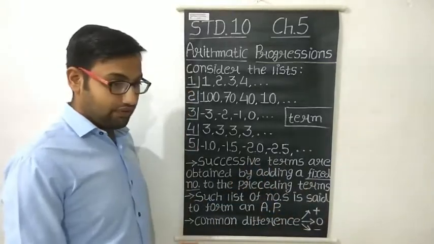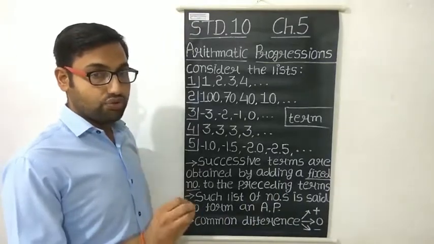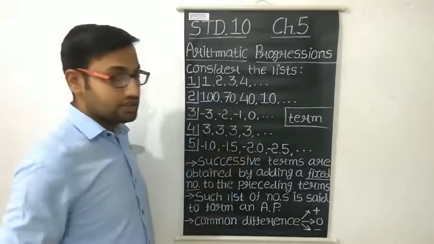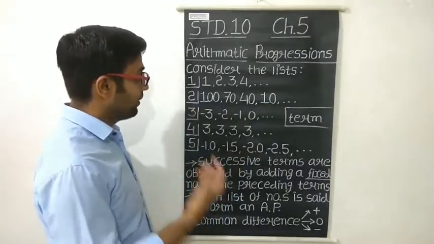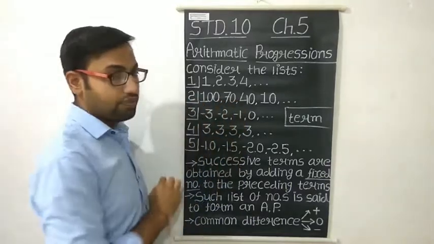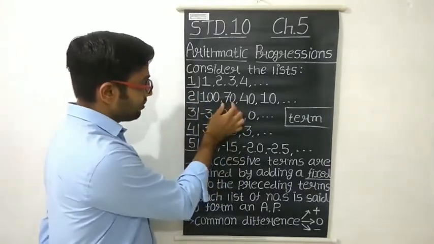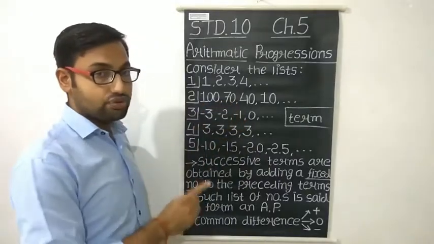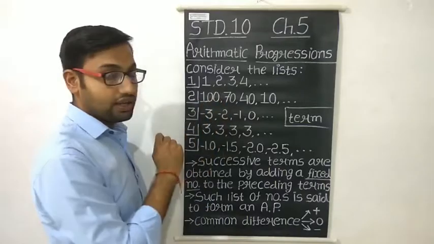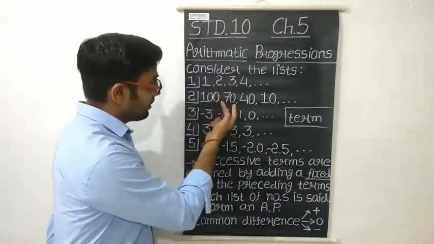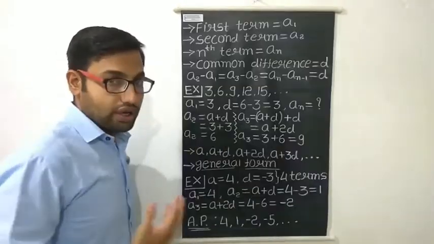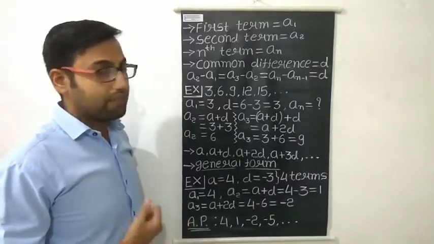To get the common difference, one thing you have to keep in mind is that whenever we are given this kind of series, we have to subtract the first number from the second number, or the previous number from the successive number. We have to subtract in this way only. We cannot subtract 100 and 70. We have to subtract 70 minus 100 like this.